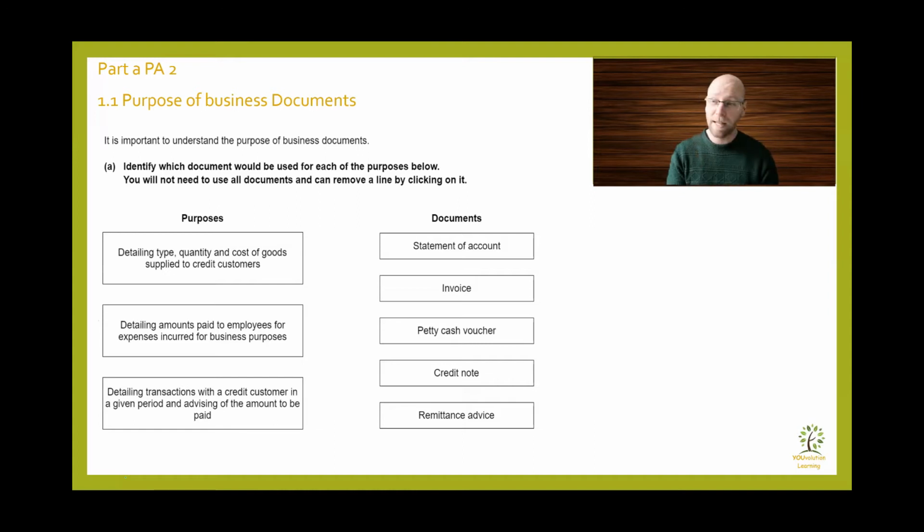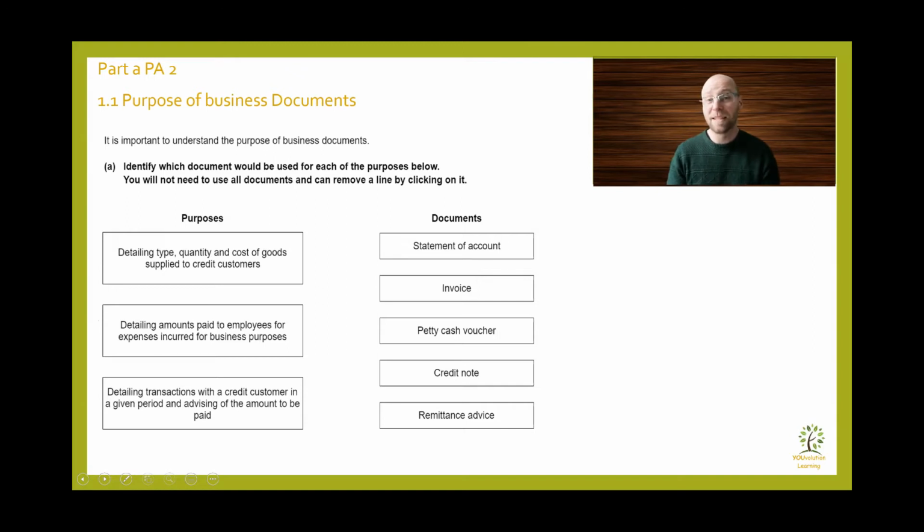Now the documents that it gives us are the 5 documents that you can be tested on in this task. We've got a statement of account, we have an invoice, we have a petty cash voucher, credit note and remittance advice. So we've got the purposes and we've got the different documents. I'm going to go through each of those documents and just explain what each of them is before we start to connect those documents to the purposes.